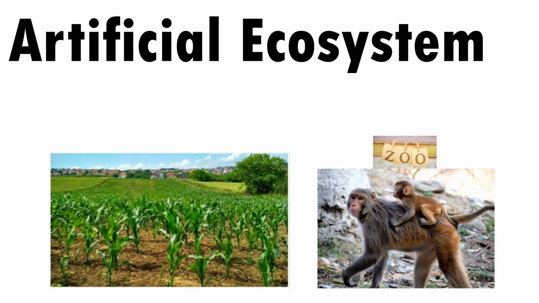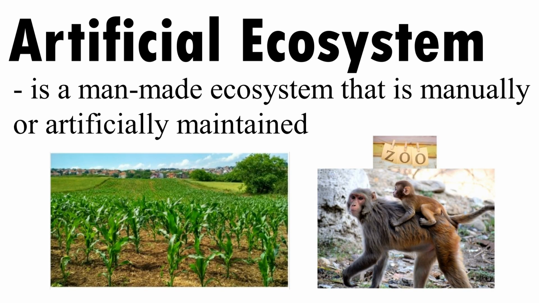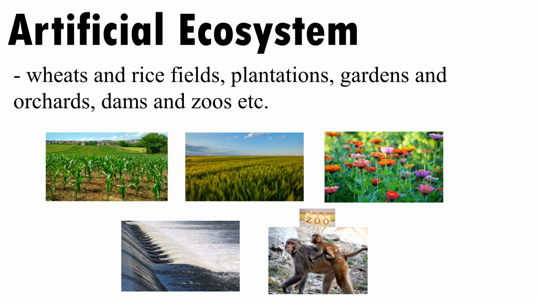Artificial ecosystem. It is a man-made ecosystem that is manually or artificially maintained. Wheat and rice fields, plantations, gardens and orchards, dams and zoos are some of the examples of artificial ecosystem.